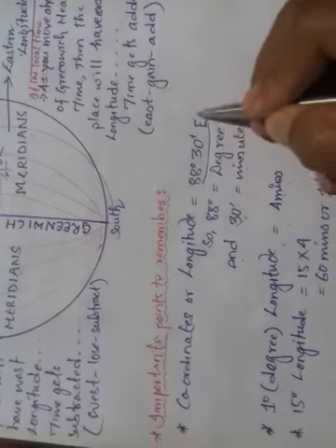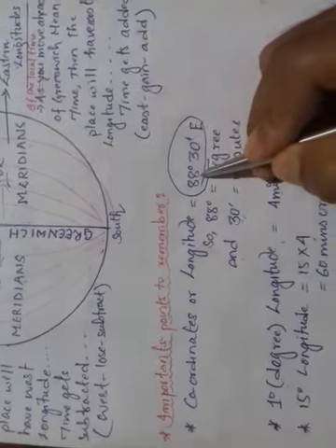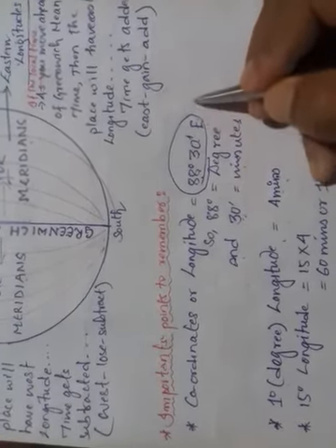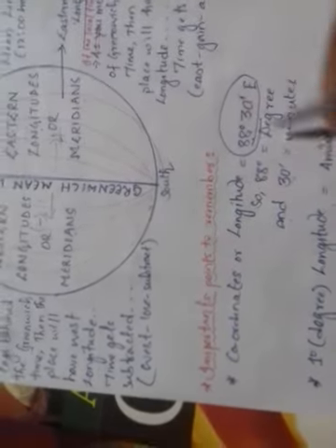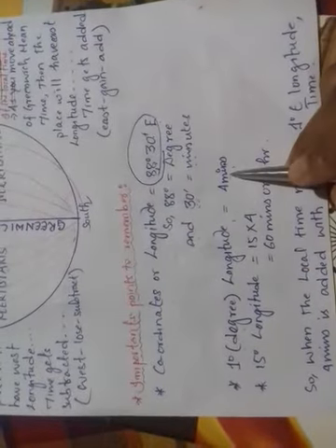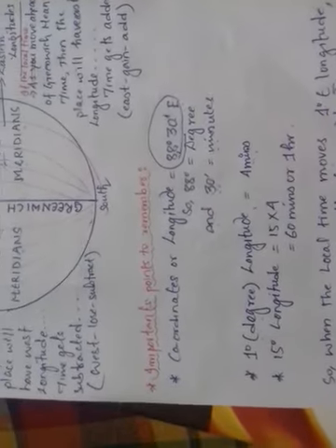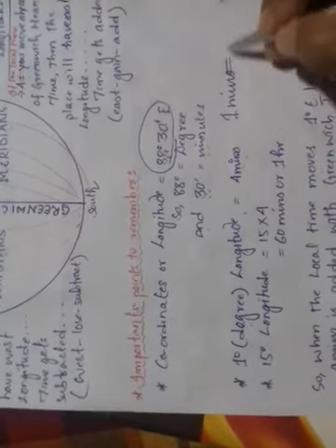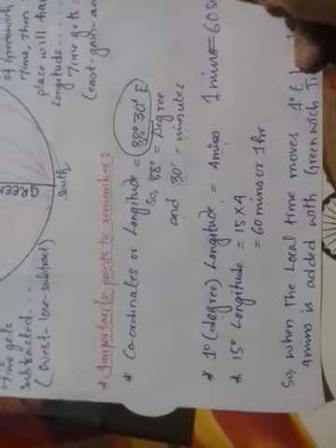Now see here, how are coordinates given? Coordinates are given in this way: 88 degree 30 minutes east longitude. 88 is the degree and 30 is the minutes. As I told you, 1 degree equals 4 minutes, and 1 minute equals 60 seconds. Now let's come to the next.